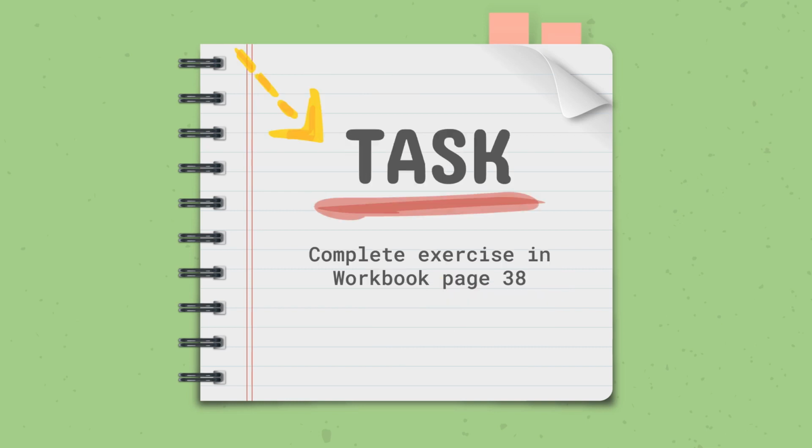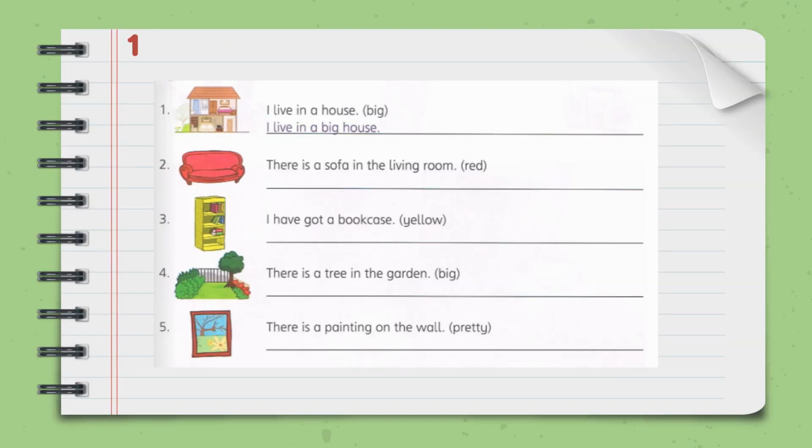Moving on to the exercise in workbook page 38. For this exercise, you would need to look, read, and write. So there are 3 steps that I have listed down for you to be able to write the sentence properly. The first step is to identify the noun. Second, to place the adjectives in front of the noun. And then you write the sentence.